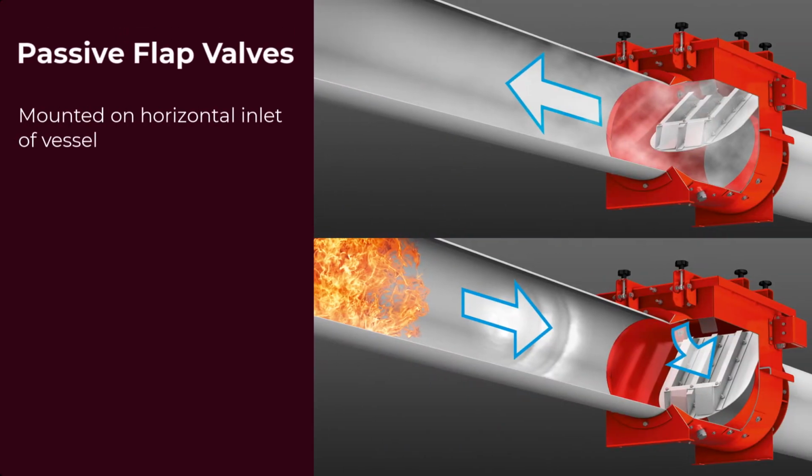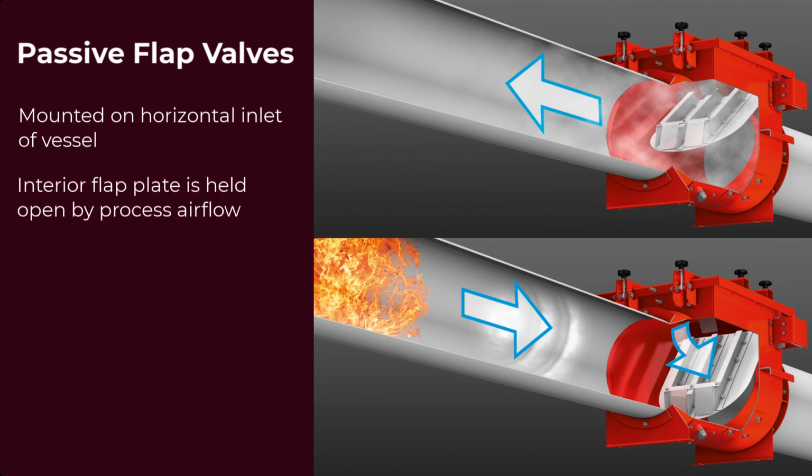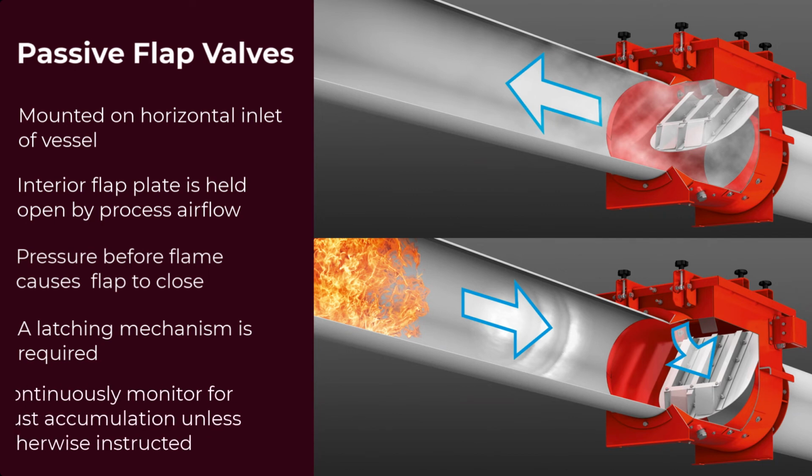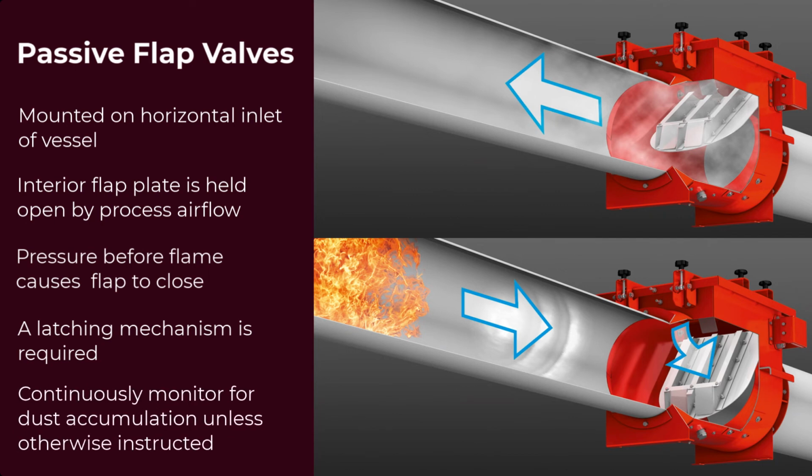Passive flap valves are mounted on the horizontal inlet of the protected vessel, with the interior flap plate held open by the process airflow. When a deflagration occurs, the pressure preceding the flame front causes the internal flap plate to close, creating a mechanical barrier to stop flame propagation upstream. A latching mechanism is required to prevent bounce that could allow flame to pass. These devices also must have continuous monitoring for any dust accumulation that may occur, except when there's a documented risk assessment and appropriate internal inspection protocol and frequency that has been approved by the authority having jurisdiction.